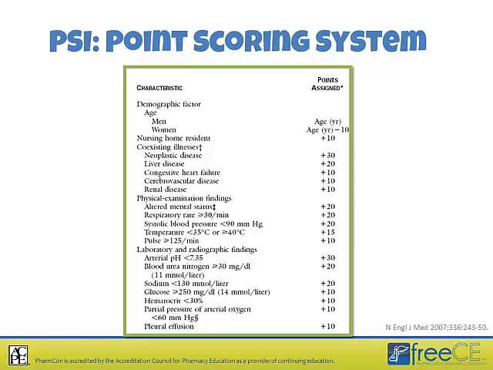So you can see that the PSI scoring system is significantly more difficult to use, although I will tell you the AHRQ, if you just Google PSI scoring system, they have an automated one that you can do online. I think CURB-65 just works just as well.